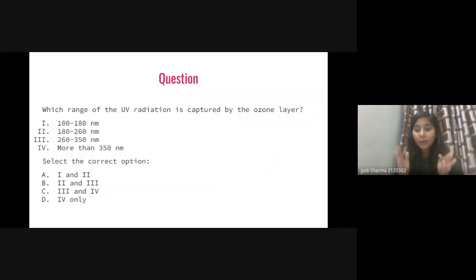So you have to tell me what range of that ultraviolet radiation is captured by the ozone layer. We have three types of ultraviolet radiation, A, B, C, and these three types have three ranges of wavelength, and you have to tell me which range is being captured by this ozone layer. The options we have are 100 to 180 nm, 180 to 260 nm, 260 to 350 nm, and more than 350 nm. You have to select the right answer.